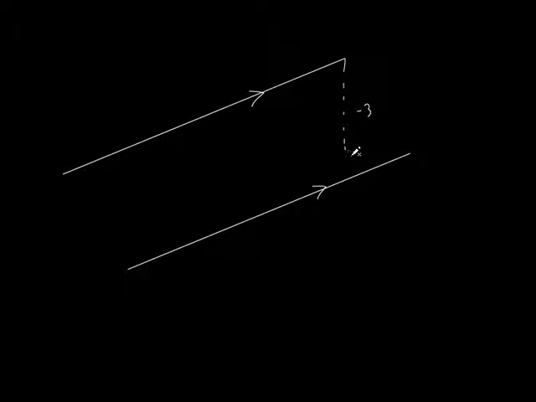This would be like -3, and then this would be, we'll say -7. Okay. So what's the slope of this line right here? It's 3/7. That's right, because negative over negative, it's a positive slope, so it's 3/7.